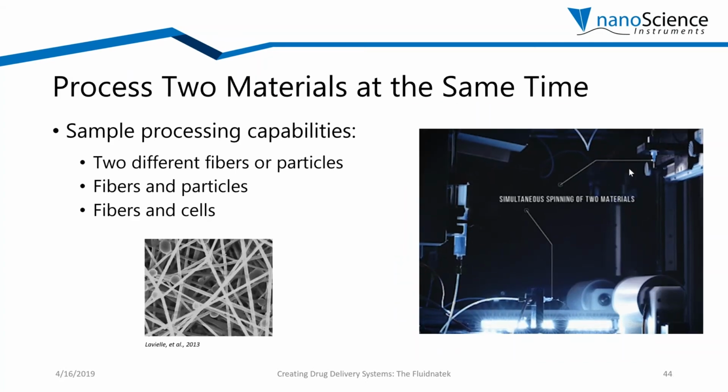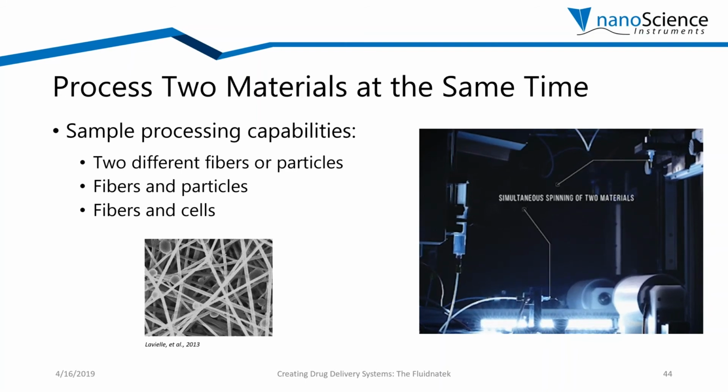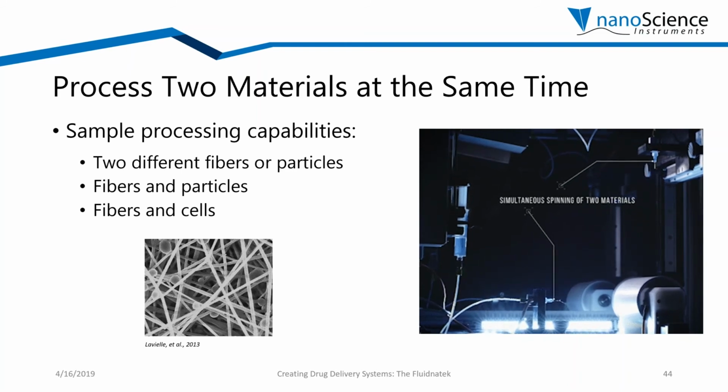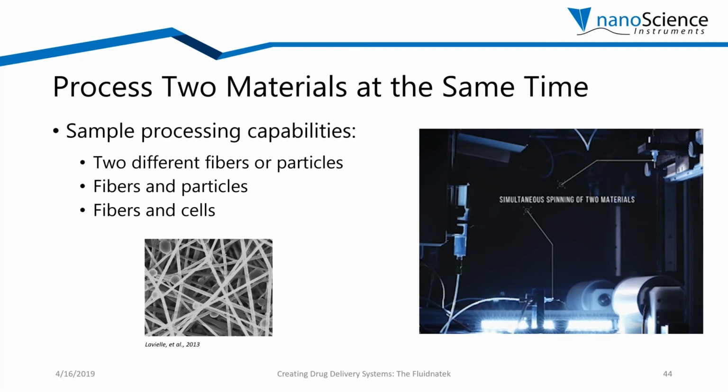A beautiful advantage of the Fluidnatek is that for the LE50, the LE100, and the LE500, we can implement the unit with two independent high voltage sources. This means that two different solutions can be processed simultaneously. For example, the video on the right is showing how two non-compatible solutions, which cannot be blended by themselves, are processed separately. If you have a drug that is not compatible with the polymer solution, you can process them both separately: the Electrospun fibers with one high voltage and the drug through the other voltage.